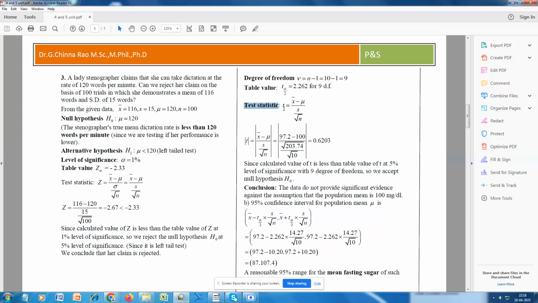Now test statistic t is equal to x bar minus mu by s by root n. Here x bar is 97.2 minus mu is 100 by s is root 203.74, and here n is 10, root 10. After simplification, we can get 0.6203, and again compare with the table value. So this calculated value is less than table value at 9 degrees of freedom, so we accept null hypothesis H naught.